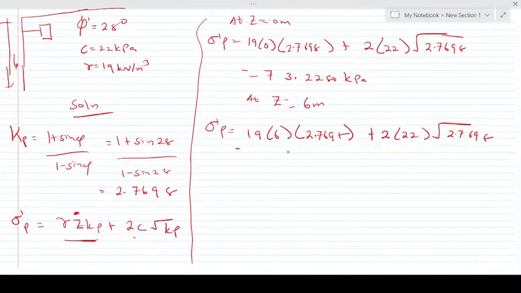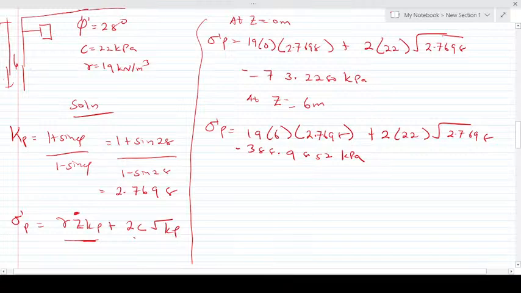Computing this, what do we have? We have 388.9852 kilopascal. The next thing is to draw a pressure diagram.